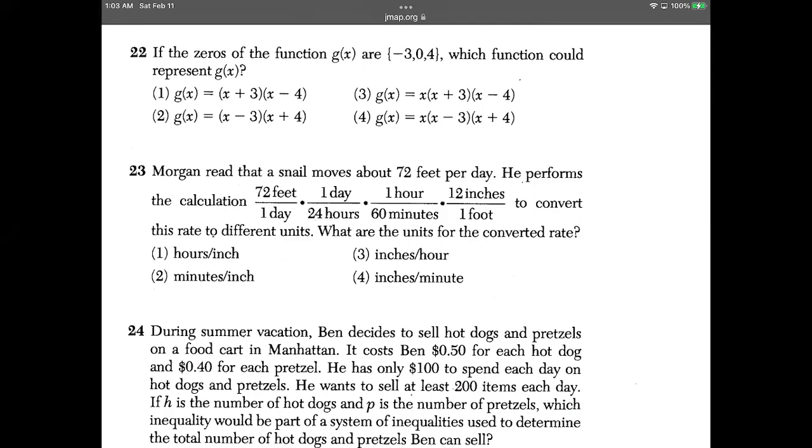Question 22 says, if the zeros of the function g of x are -3, 0, and 4, which function could represent g of x?